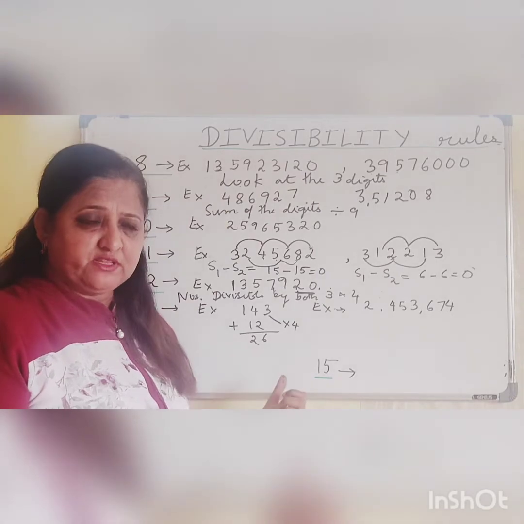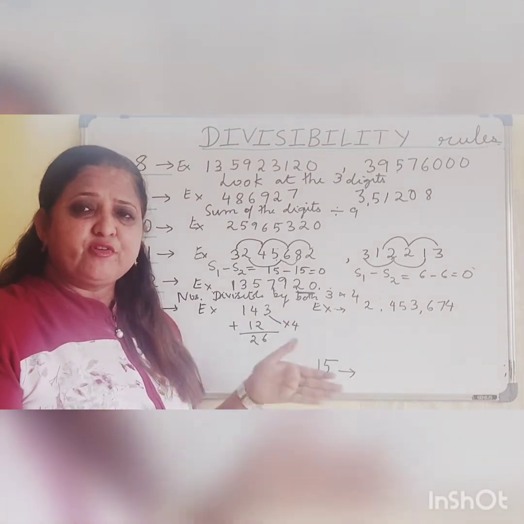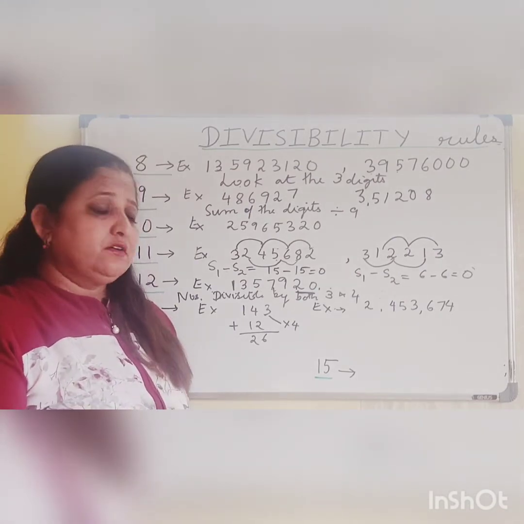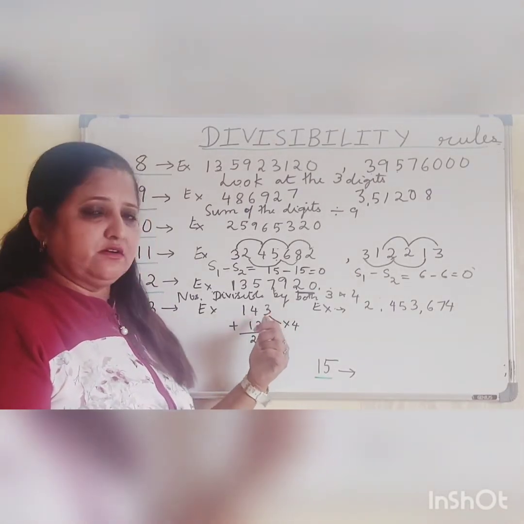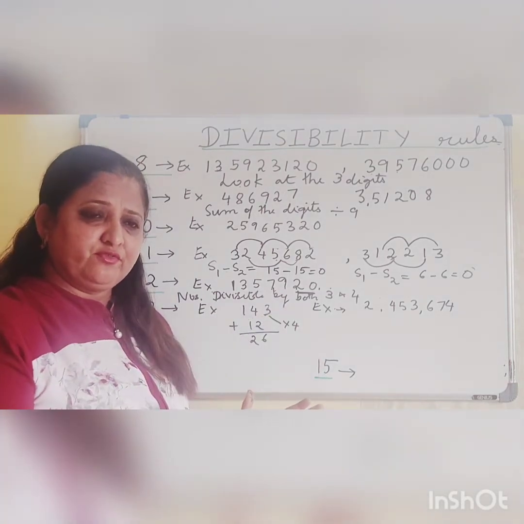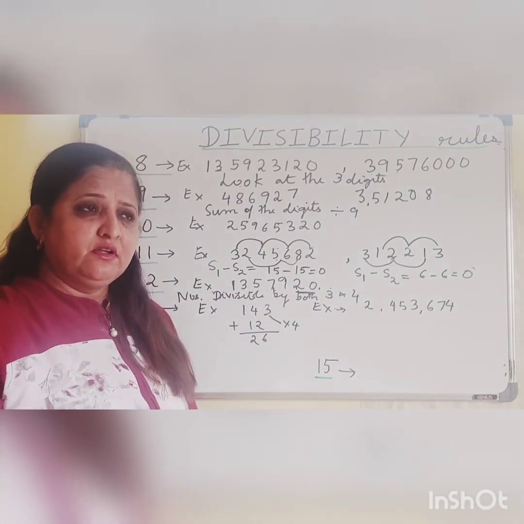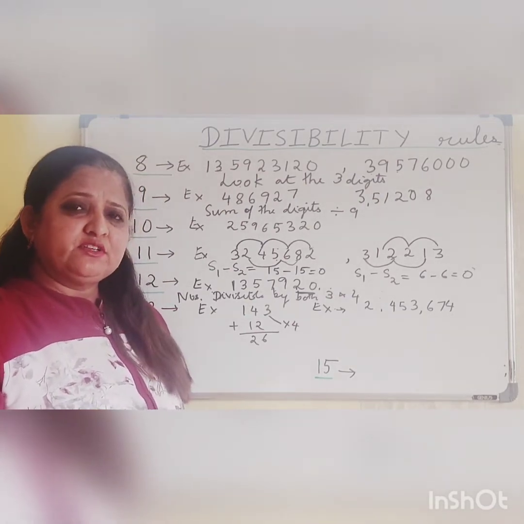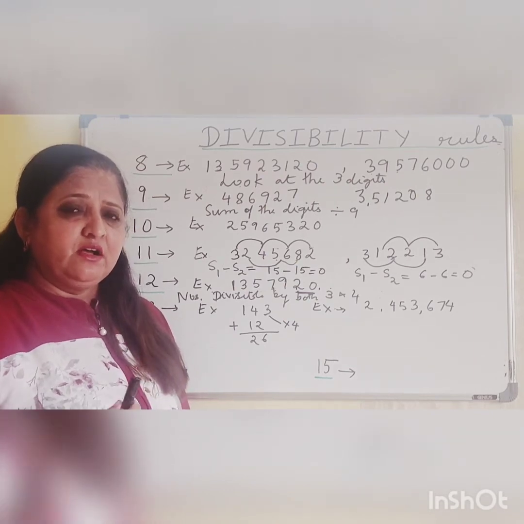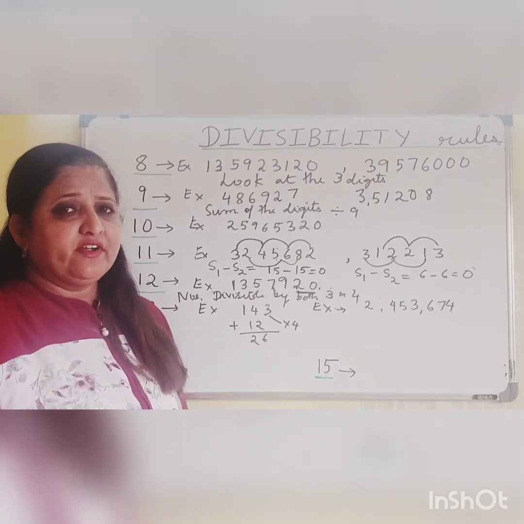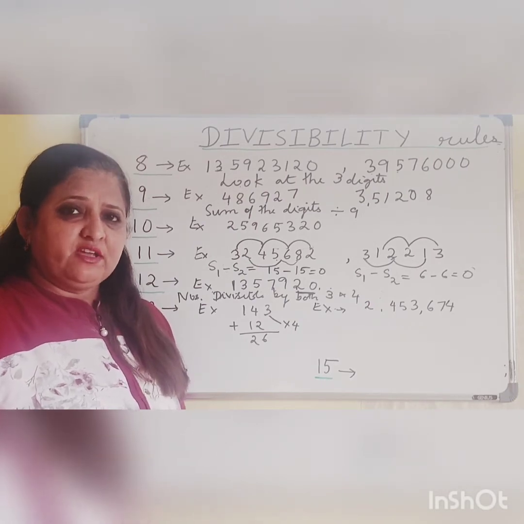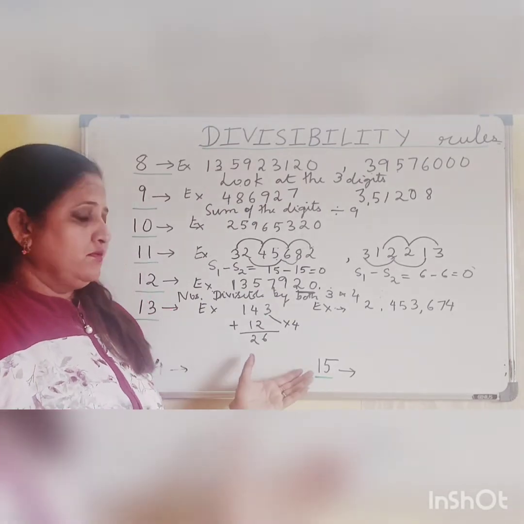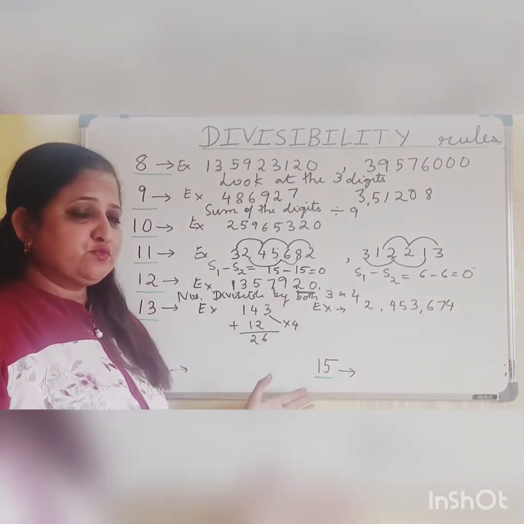Now this works well with small numbers, but even if you have big numbers, you have to keep on repeating this step again and again. Every time, you multiply the units digit with 4, then add it to the remaining part of the number. If the number is big, you have to continue this process till you arrive at a smaller number, and you're able to decide whether that is a multiple of 13 or not. Right? So, I hope I'm clear. Now this is one rule.